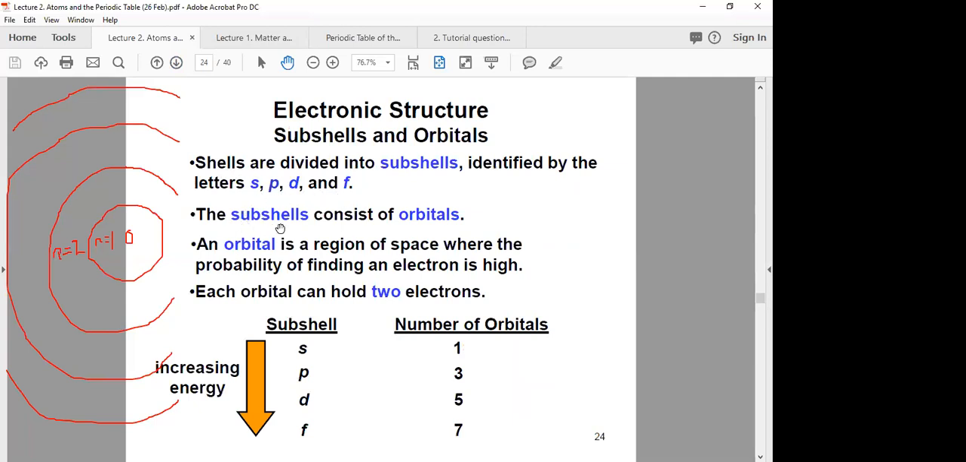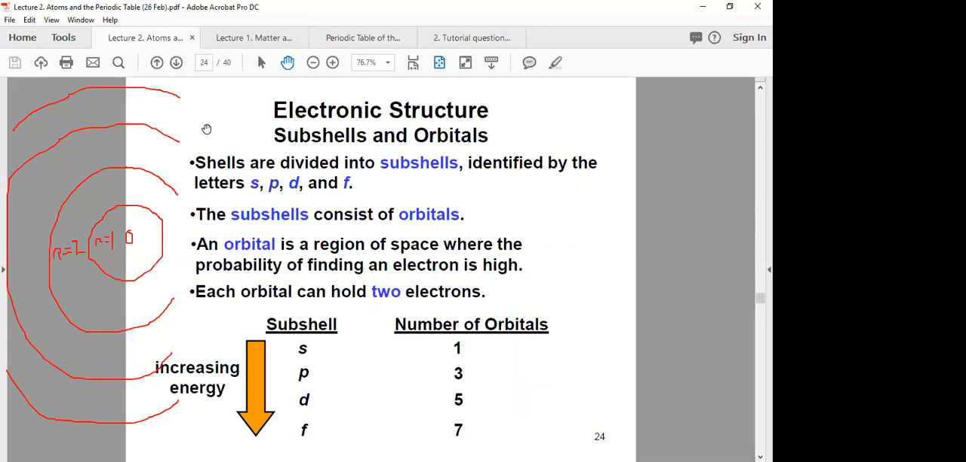Each subshell consists of one or more orbitals. And an orbital is simply a region of space where the probability of finding an electron is high. Each orbital, regardless of where it's found, regardless of the subshell that it's found in or the shell that it's found in, can hold only a maximum of 2 electrons.